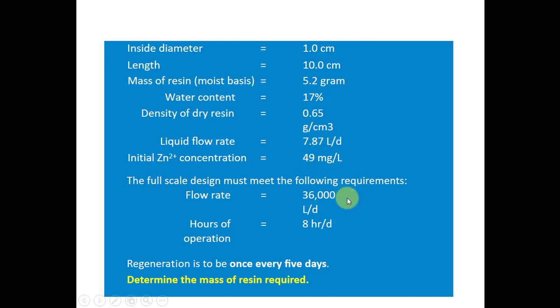For the large scale, the flow rate is going to be 36,000 liters per day, and the hours of operation is going to be only 8 hours per day. And there will be a regeneration once every 5 days. After 5 days, we are going to make regeneration of the resin. So the resin should be enough for 5 days at least. After that, it will be exhausted and reach the breakthrough point, so we need to make regeneration. So the question asks you to determine the mass of resin required.